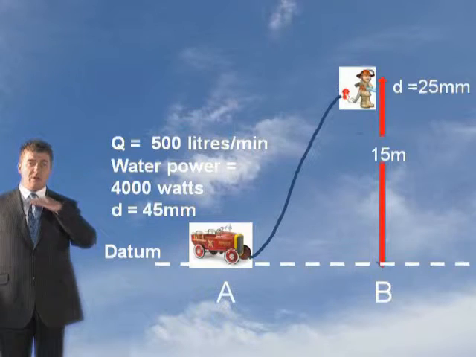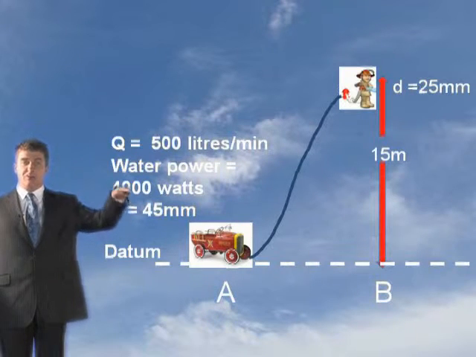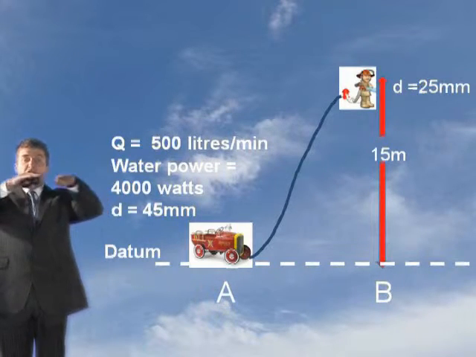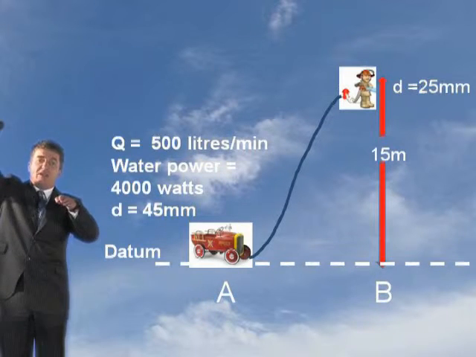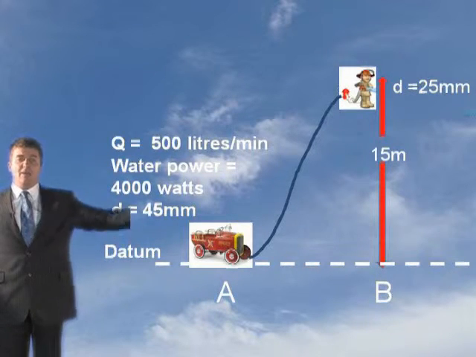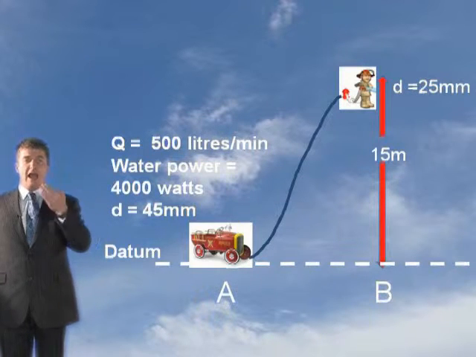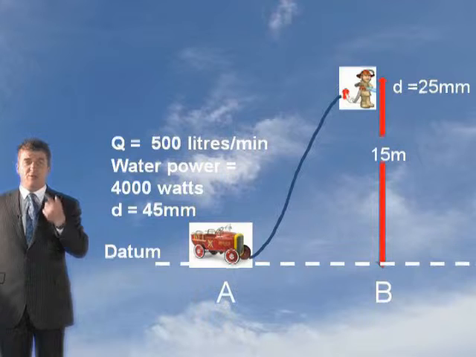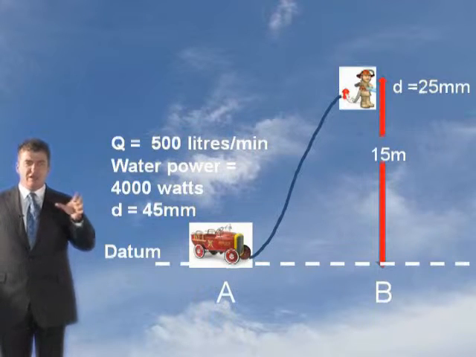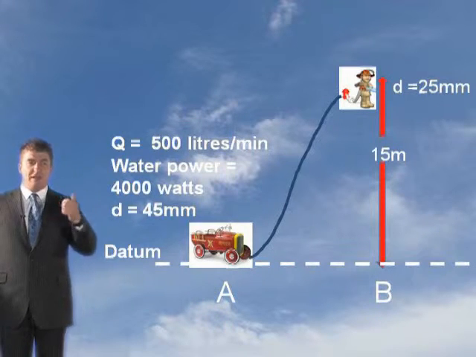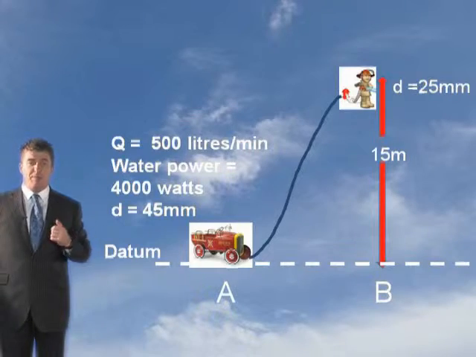Your datum line, which is the point you're taking all the calculations from, has got to be level. Your datum's always got to be flat. It can't be up because they've got potential. Always flat. You take it at the lowest point of the system, which is at point A. That's your datum line. You've put in your height of the guy on the branch, which is 15 metres, and you put your diameter. So you diagrammatically draw the problem.